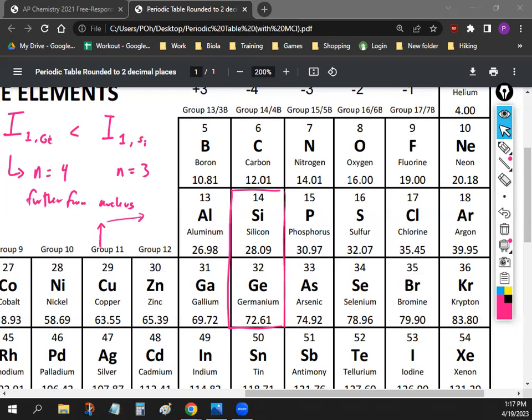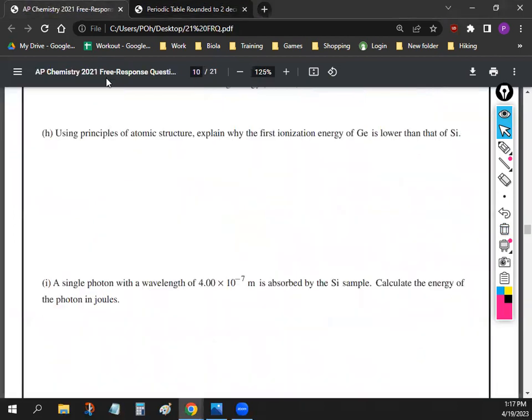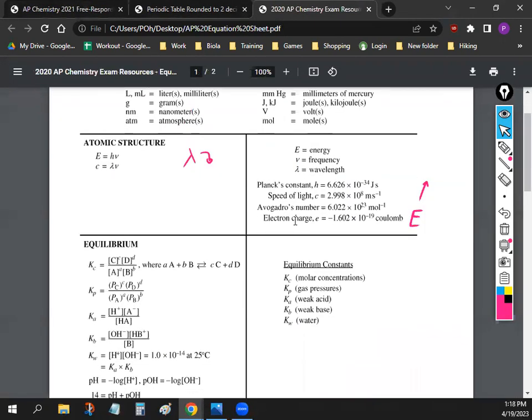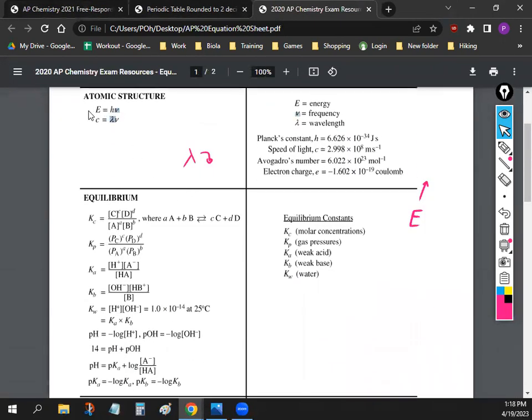All right, you guys ready to move on to the last part of this FRQ? Okay, let's move on to the last part. So the last part, we're looking at the energy of the photon that's released from this sample. You're going to see wavelength, and the symbol for wavelength is this right here. You're looking for energy, and energy is obviously E. So you want an equation that has energy and wavelength. We can pull out the equation sheet, and then we got this right here.